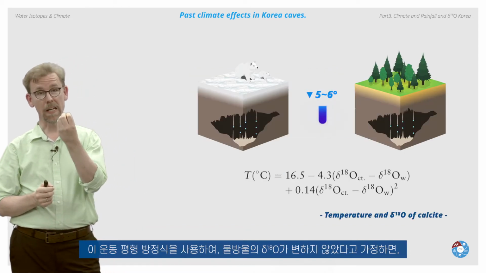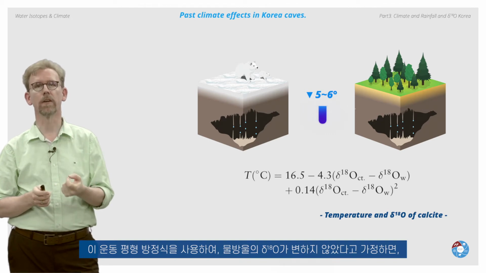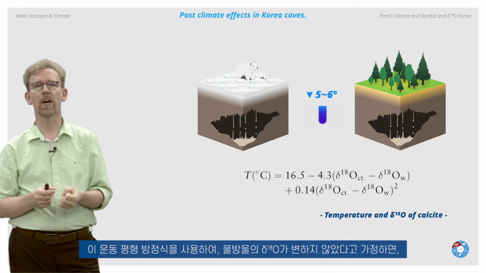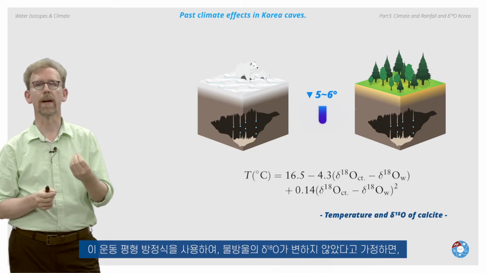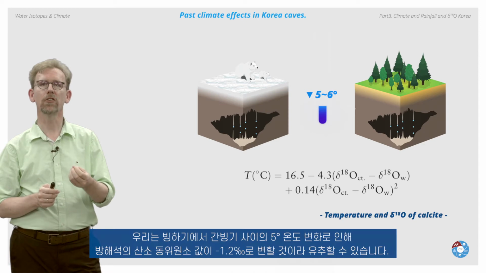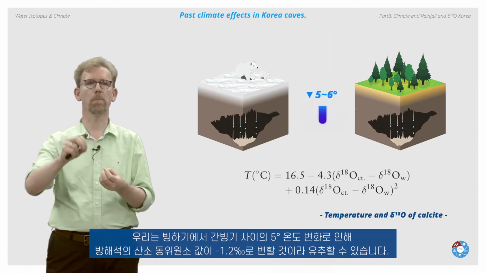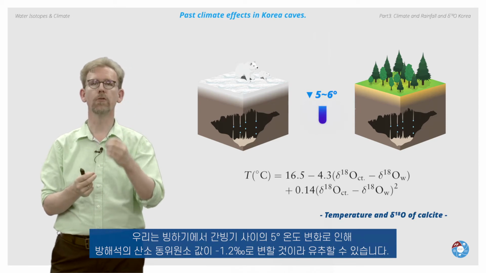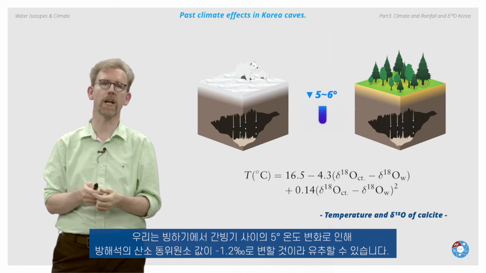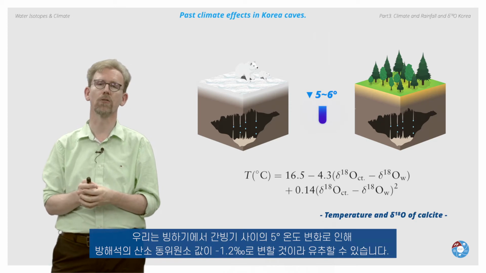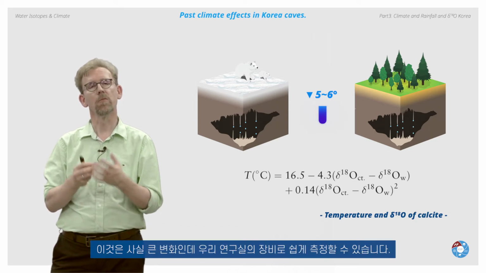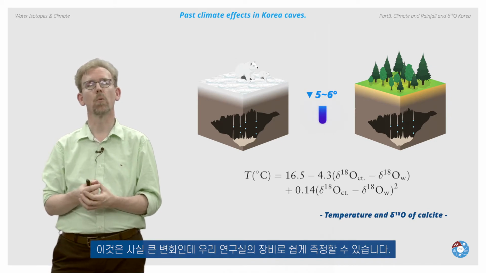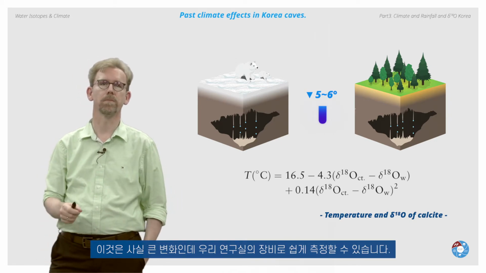Using this kinetic equilibrium equation, which we derived before, and assuming for a moment that the d18O of the drip water has not changed, we can see that a 5 degrees Celsius temperature change from glacial to interglacial would lead to a 1.2 per mil change of oxygen isotope values in calcite. This is in fact a lot and could be measured easily with the equipment in our lab.